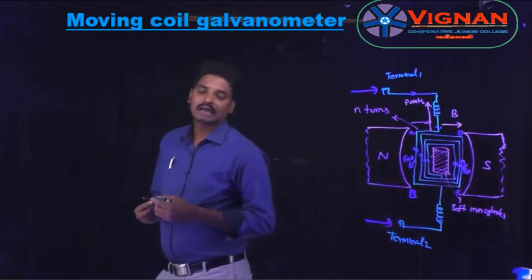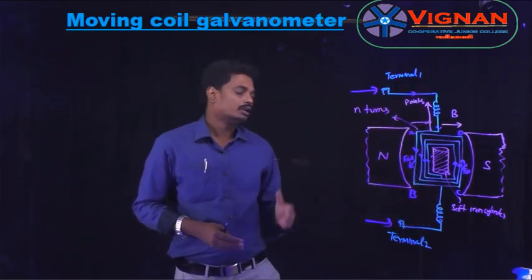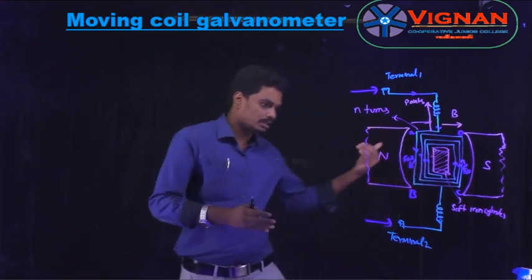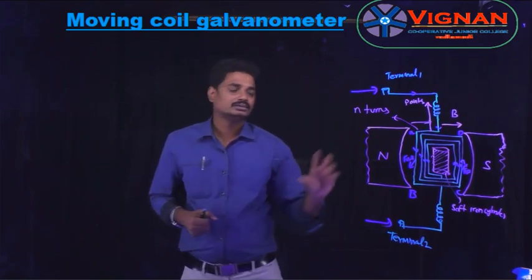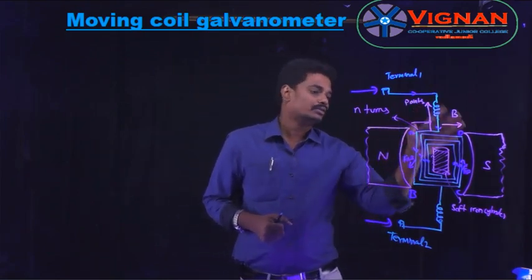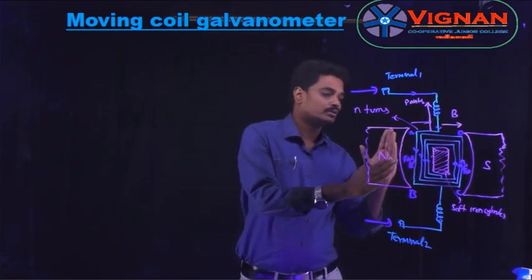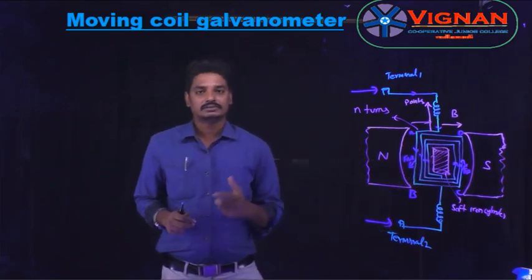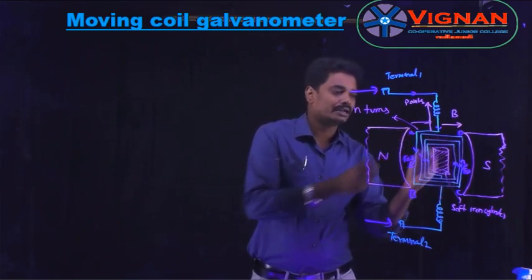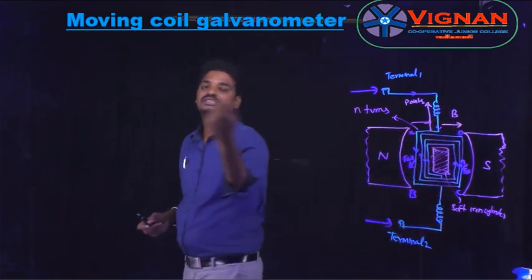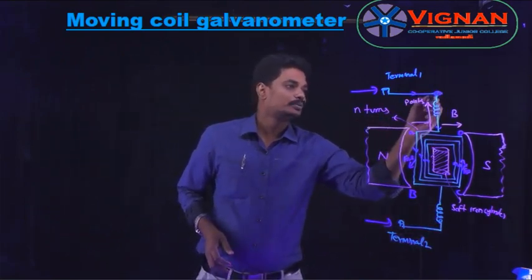So both the forces are acting in opposite directions, and here both the ends are pivoted. So whenever the current flows, as one force is acting outward and another force is acting inward, it is able to rotate, that is, it deflects. So whenever the current flows into this rectangular loop, the torque is produced, which means it is able to rotate, it deflects. So when this moving coil rectangular loop is rotated, the two springs are twisted, as it is pivoted at both these ends.